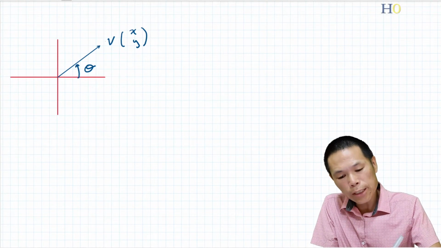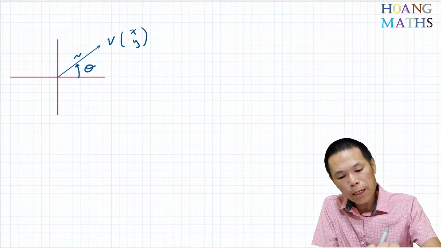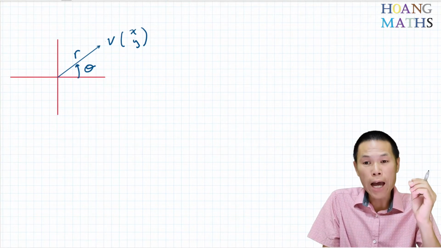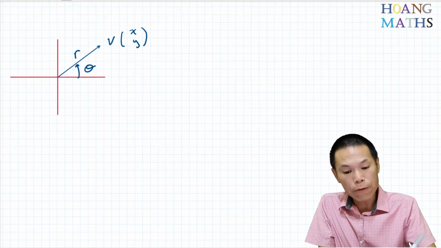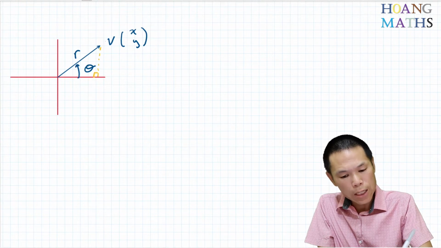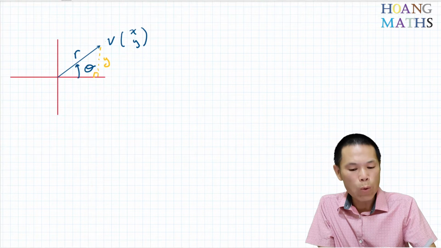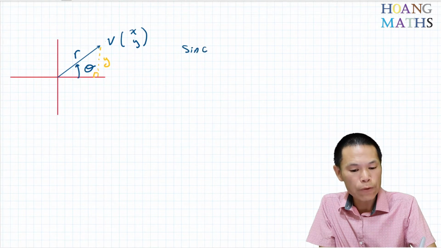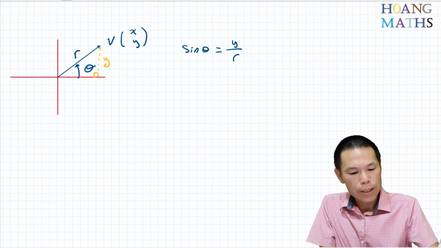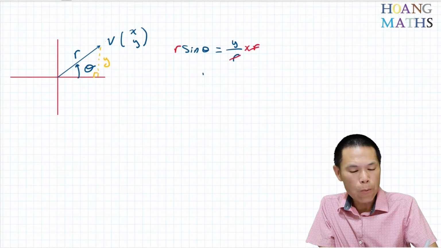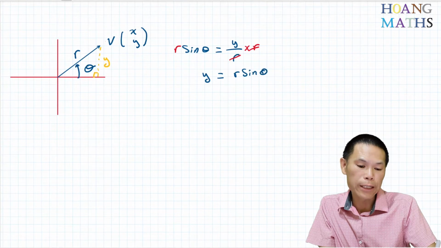Let's say the magnitude of v is r. Therefore, we can work out the i and j components in terms of cos and sine theta. This is the vertical component, the y value. To work out y, we have opposite and hypotenuse, so that is sine. Sine of theta equals opposite, y, over the magnitude r. If I multiply by r on both sides, y is equal to r sine theta.